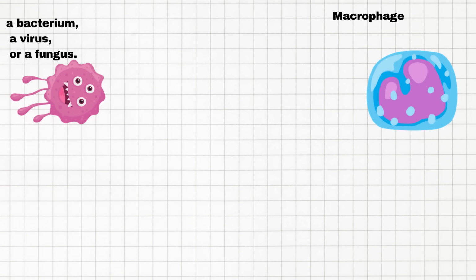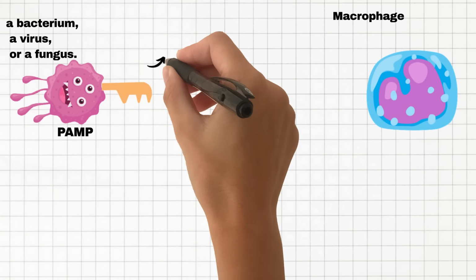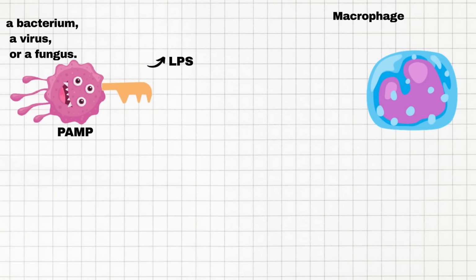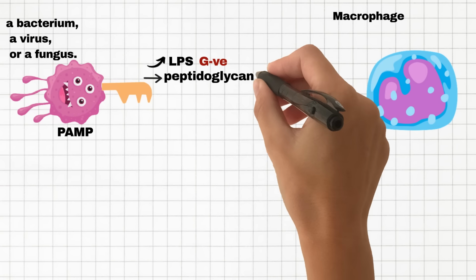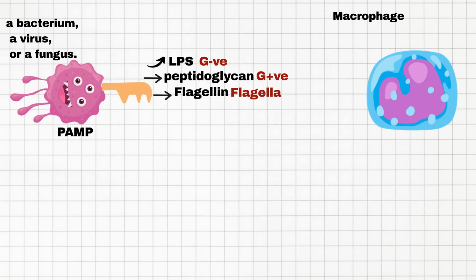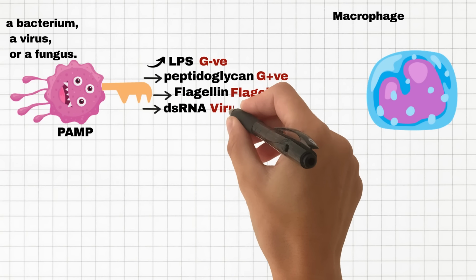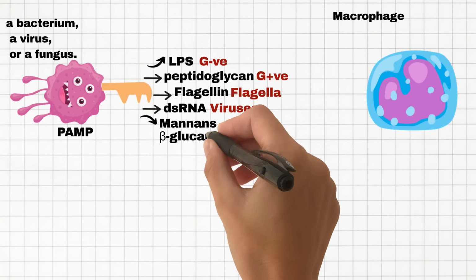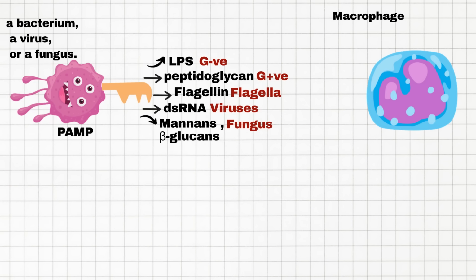The pathogen carries specific molecules known as Pathogen Associated Molecular Patterns, call it PAMPs, present on its surface or inside it. Pathogen Associated Molecular Patterns are structural components of pathogens. Common examples are lipopolysaccharides, found in the outer membrane of gram-negative bacteria; peptidoglycan, found in the cell walls of gram-positive bacteria; flagellin, found in bacterial flagella; double-stranded RNA, found in many viruses; mannans and beta-glucans, found in fungal cell walls. These all are structural parts of different pathogens that act as pathogen-associated molecular patterns.